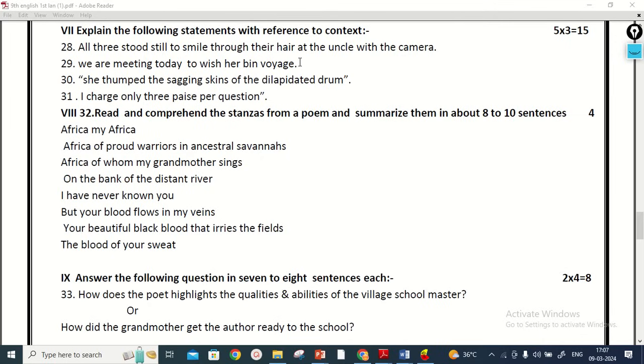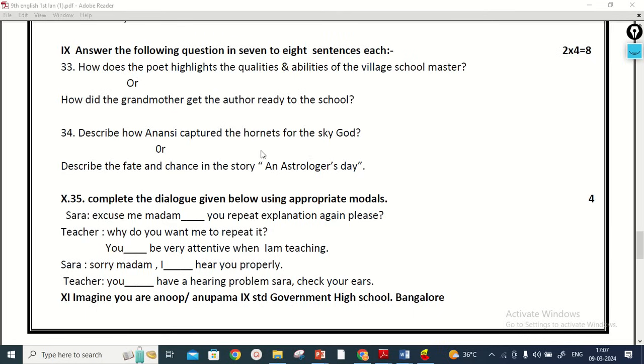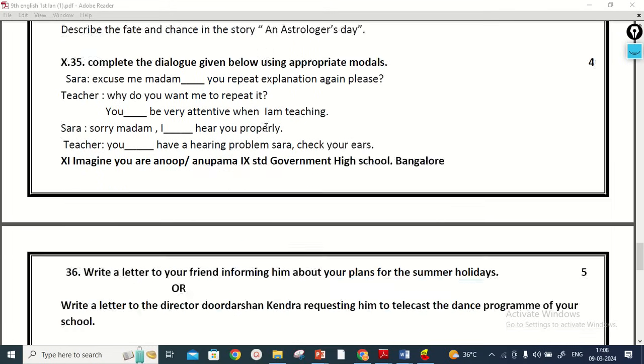Also they have given: read and comprehend the stanzas from the poem and summarize them in about 8 to 10 sentences. You have to write the summary of this poem, and it carries 4 marks. Answer the following questions in 7 to 8 sentences each. That is also depending on your text, and each question carries 4 marks. Then complete the dialogue given below. Here a conversation is there, and you have to fill in the blanks. If you complete one blank, you get 1 mark, totally 4 marks.